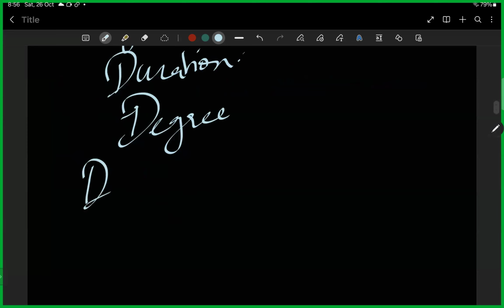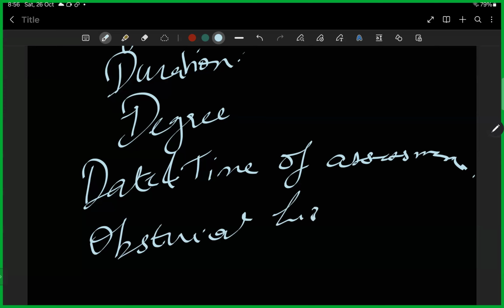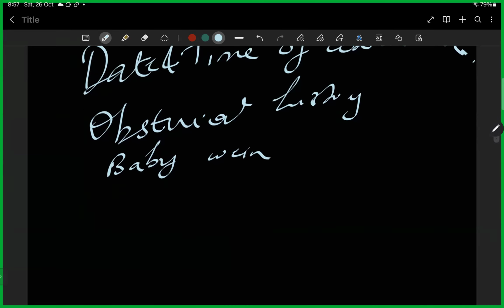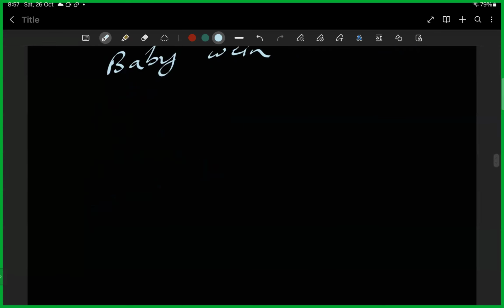So at what date and time you are assessing it, date and time of assessment. Like from the date of delivery, when are you assessing it? What is their obstetric history? In short. And their current baby history. Baby weight, baby was normal, the baby was term, the baby's Apgar score that you can mention.